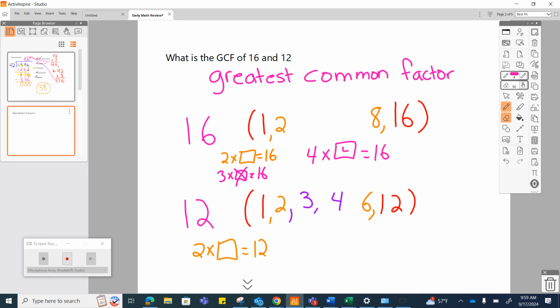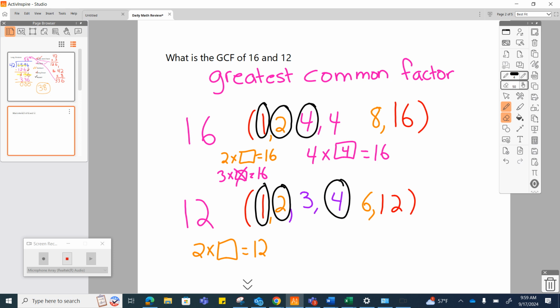Okay. So what is the greatest common factor? They both share a 1 as a factor. 2 is a factor of both. 3 is not a factor of both. 4 is a factor of both. 6, not a factor of both. 12, not a factor of both. 8, not a factor of both. 16, not a factor of both.